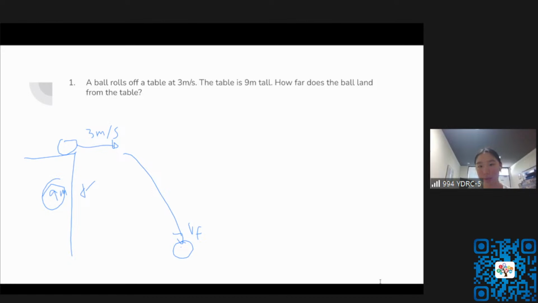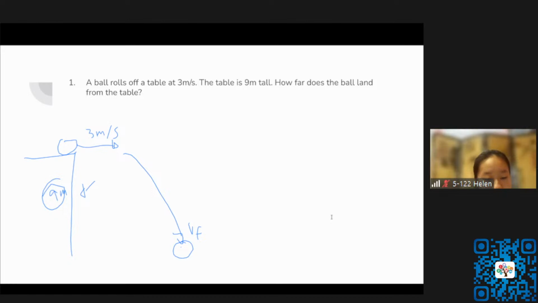Helen, what part are you stuck on? Do you not know how to get started, or do you not know how to get the final velocity here, or which part are you stuck on? I know how to do the problem. I'm just not sure if 9 meters is the delta x or the initial velocity. The table is 9 meters tall. You're not sure if that's velocity or delta x?